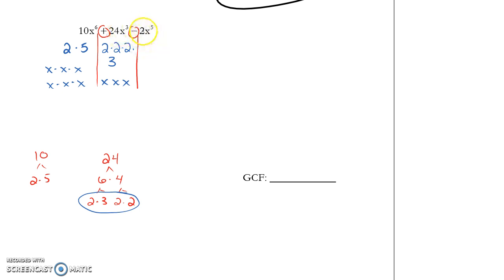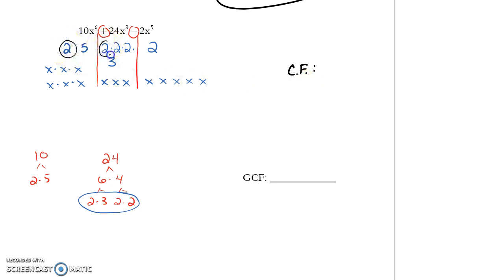In my last one, 2 is already prime. I don't have to factor tree that, but I have to list it. And then I have x to the fifth. X times x times x times x times x. So, what are my common factors?